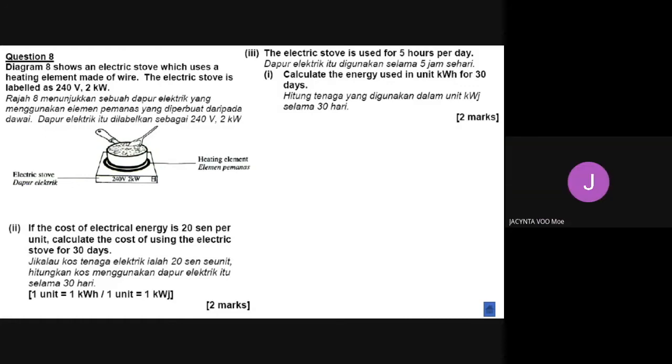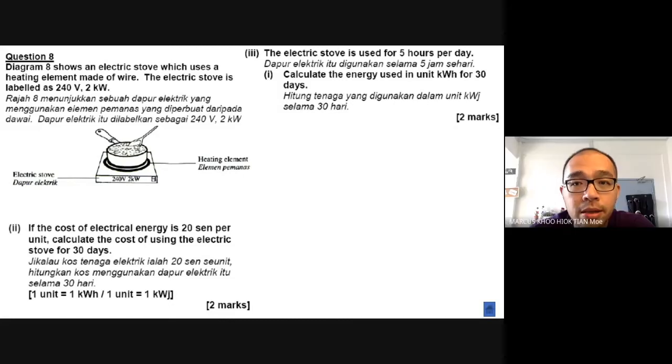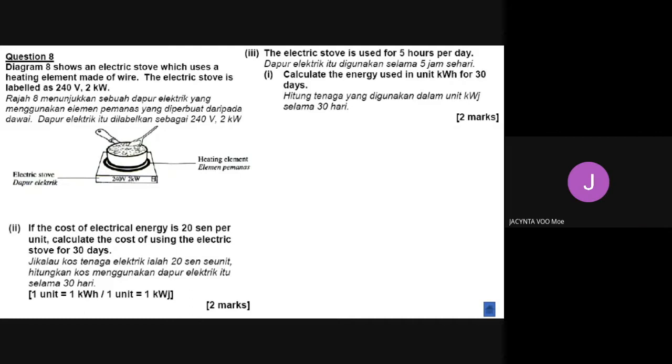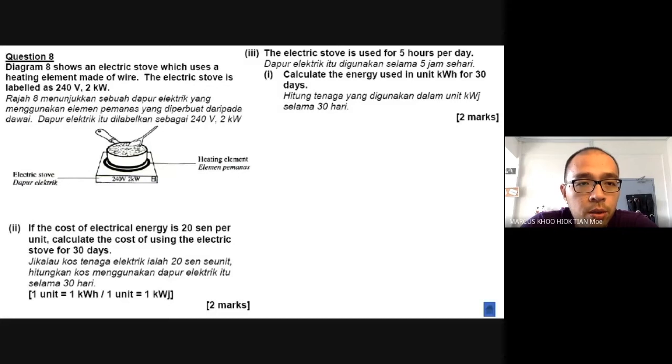60 ringgit. How do you get 60 ringgit? Jam number 2, the 20 sen, right? Yes, this one. 300 kilowatt hour times 0.20. Okay, how do you get 300 kilowatt hour? Actually, it's not kilowatt per hour, it's kilowatt hour. That's how we pronounce it.